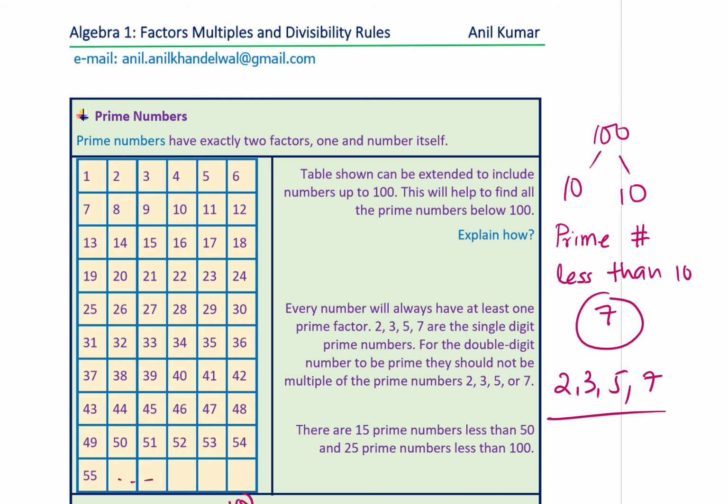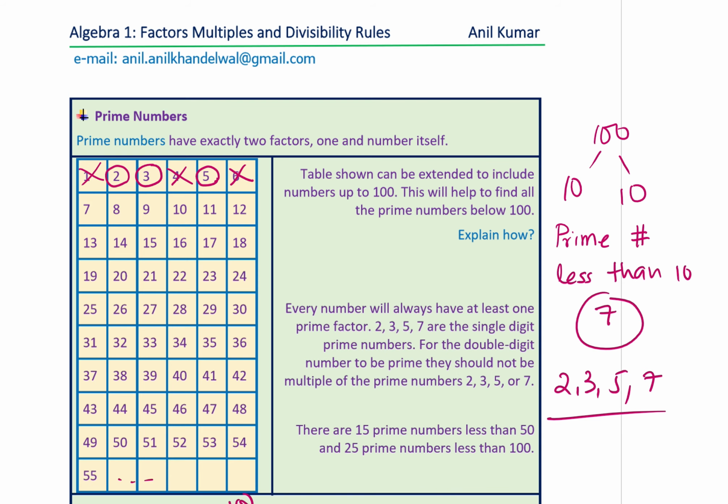We know 1 is not a prime number, so cross this out. 1 is neither prime nor composite, so cross this out. We know 2 is a prime number, 3 is a prime number, 4 is not a prime number, 5 is a prime number, 6 is not a prime number, right? So that was simple. Less than 10 is very simple.